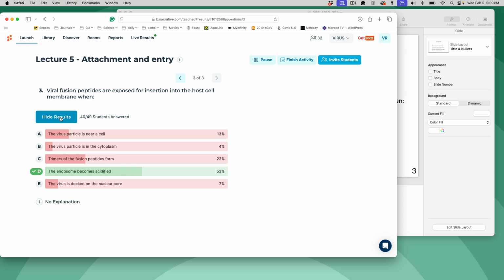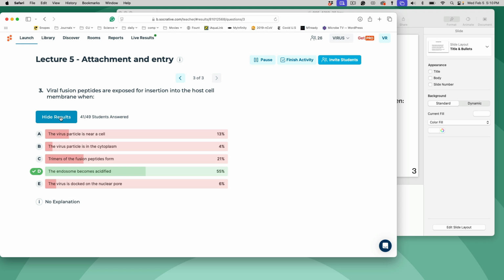Well, the right answer is the endosome becomes acidified. That's what flips up the fusion peptides, right? The virus particle is near a cell? Really? It's just going to be near any cell and fuse? No, that's what I've been telling you. No, it's not when it's near a cell. It's in the cytoplasm, kind of late by then, right? No. Trimers form. Trimer doesn't really matter in the scheme of regulation.